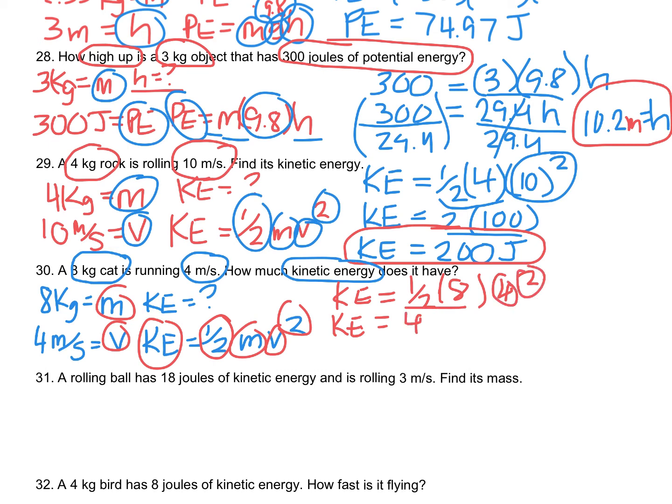And 4 squared is really 4 times 4. That gives me 16. Now that I have that, if I multiply 4 times 16 together in my calculator, I end up getting an answer that is 64 joules of energy. So remember, it's kinetic energy. Energy is always measured in joules. And that ends up being 64 joules of energy. So that cat had some energy as it was running.